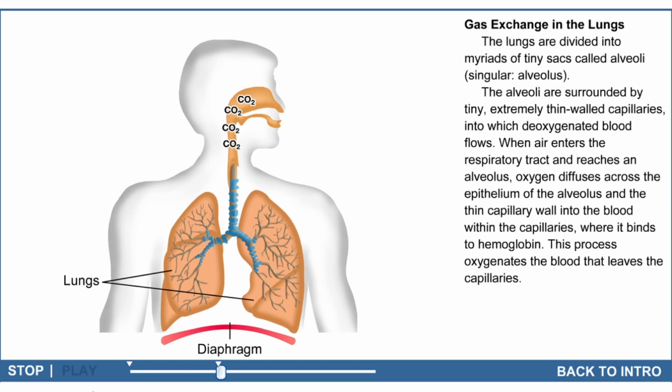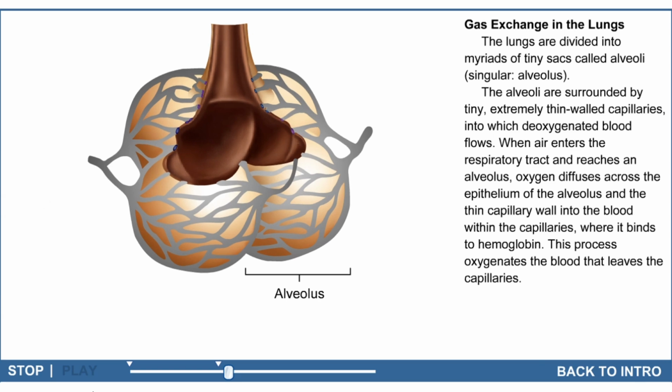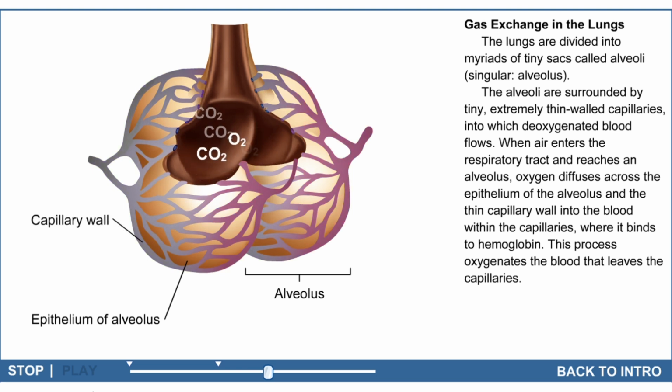The lungs are divided into myriads of tiny sacs called alveoli, or singular, alveolus. The alveoli are surrounded by tiny, extremely thin-walled capillaries, into which deoxygenated blood flows. When air enters the respiratory tract and reaches an alveolus, oxygen diffuses across the epithelium of the alveolus and the thin capillary wall into the blood within the capillaries, where it binds to hemoglobin. This process oxygenates the blood that leaves the capillaries.